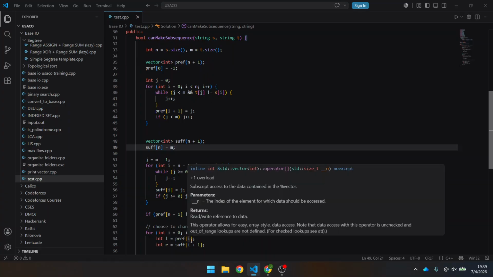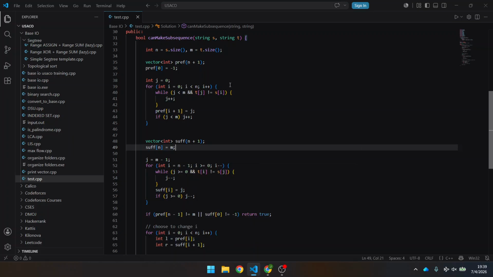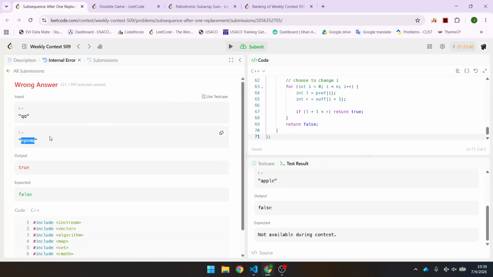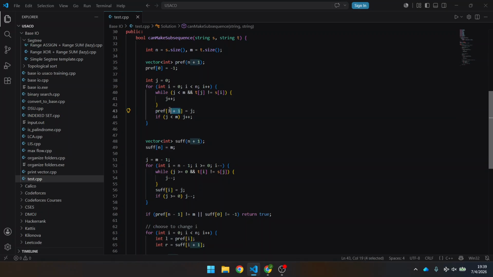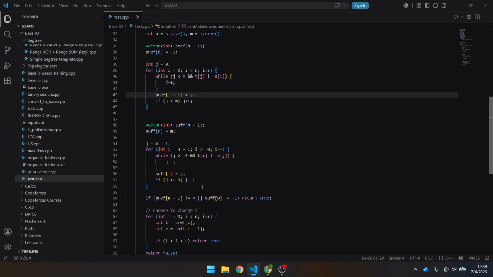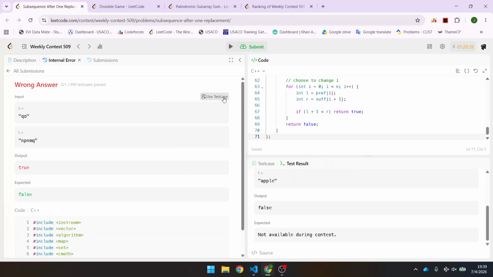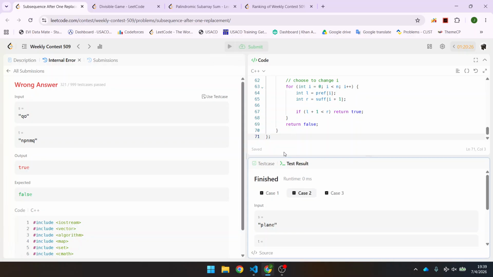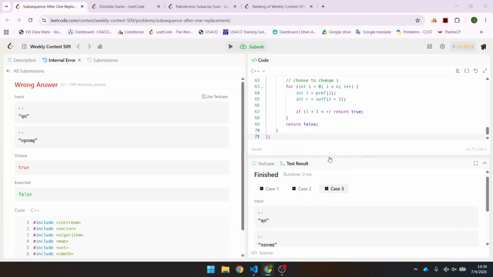Pref i. Prefix 0. Oh, wait. Pref i plus 1. Wait. No, it is pref i, and then this is suf i plus 1. And suf n over here is m, so it's 5. But over here it's 4, but it should work. What happened?